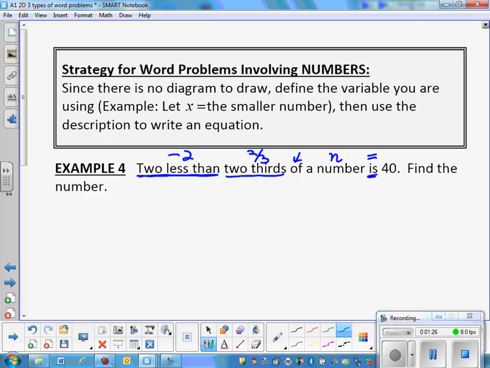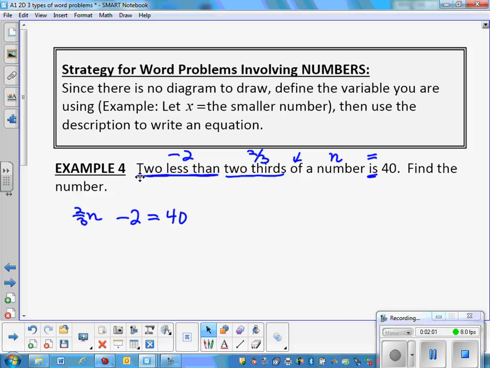So here we have 2 less than, so remember, take away 2. 2 less than does not mean 2 minus, but it means to take away 2 from the number. So 2 less than 2/3 times our number, which is n. So we'd write it that way: 2/3 times n, minus 2, is, there's my equals, 40. And I would set it up that way.